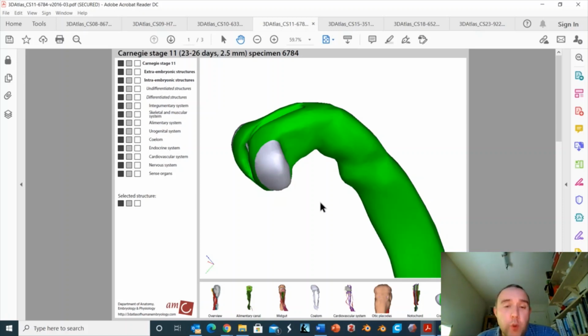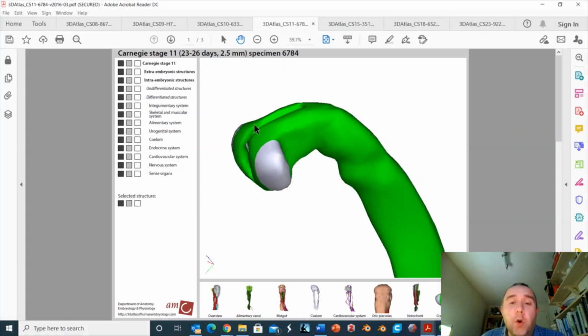These 3 swellings correspond to the 3 major divisions of the brain. This swelling will become the forebrain, this swelling will become the midbrain, and this swelling will become the hindbrain. Okay, so at this stage, at around about 25 days, we can see that there are the 3 brain vesicles.